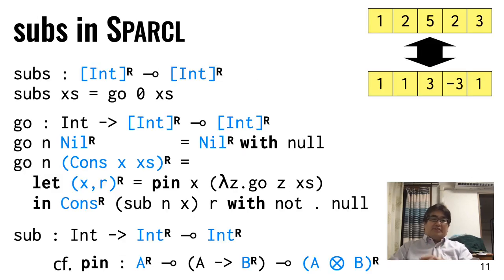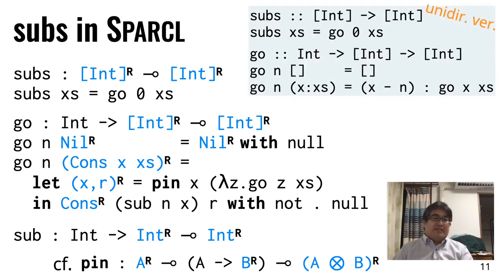Now we are ready to show how we program subs in Sparcl. Recall that subs is a function that computes differences of adjacent elements in a list. For comparison, we also show the standard unidirectional definition of subs in Haskell. The definitions of the two programs look very similar, except for the use of constructs that care about invertibility.